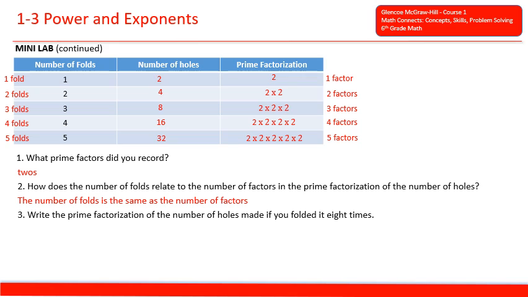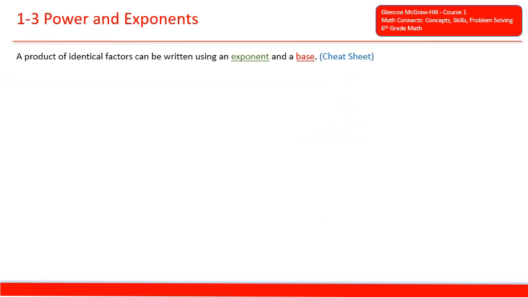Number 3, write the prime factorization of the number of holes made if you folded it 8 times. So if we folded it 8 times, 8 folds, 8 factors, 2 times 2 times 2 times 2 times 2 times 2 times 2 times 2.